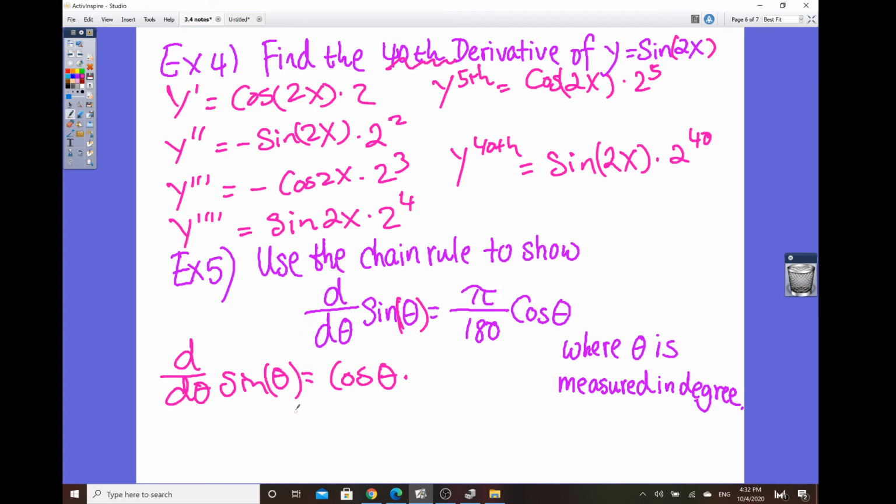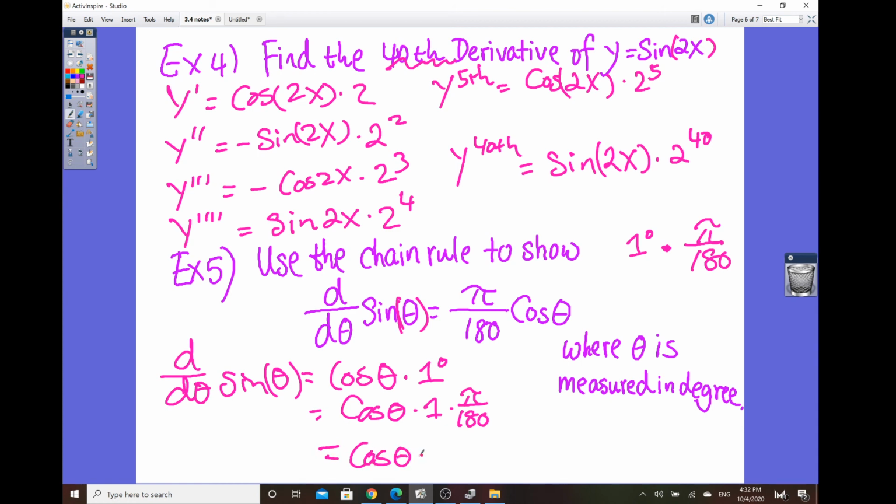So what's the derivative of theta? That would be 1. Now the thing is that if that's considered 1 degree, we can always convert that degree to radians. How do you convert 1 degree to radians? Simply multiply it by pi over 180, because everything has to be in radians, and theta right now is in degrees. So we convert from degrees to radians. So we do have cosine of theta times 1 times pi over 180, which is cosine of theta times pi over 180. And that's the formula. We just showed that right here.